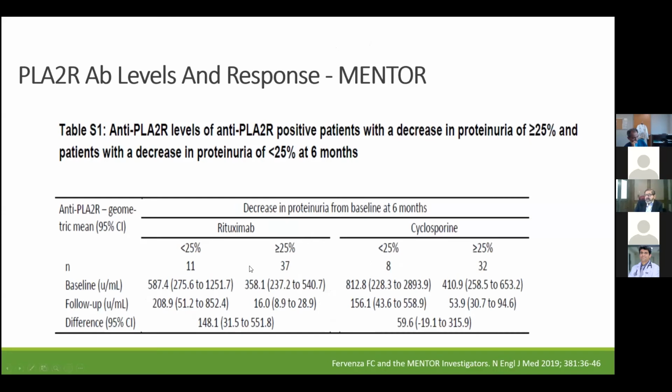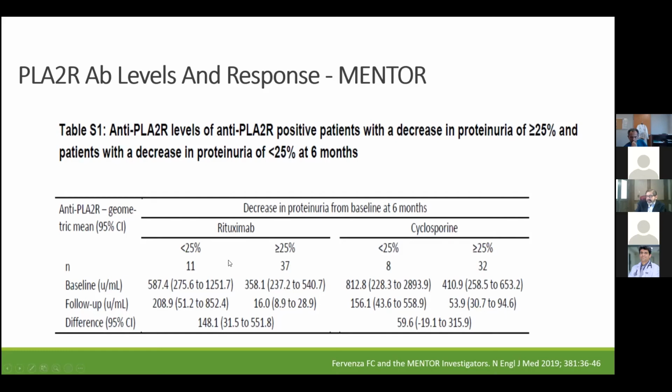This is data from MENTOR. I fished it out from the supplemental data that accompanies the paper in the New England Journal. The first thing I would like to point out is that the antibody assay they used is not the Euroimmune assay. This was some company in the UK that was making the assay at that time, and all of these were sent there. So this does not correspond to the Euroimmune assay, and these numbers are likely higher than the corresponding Euroimmune numbers would be.